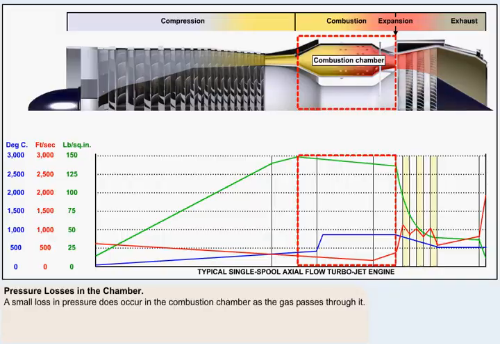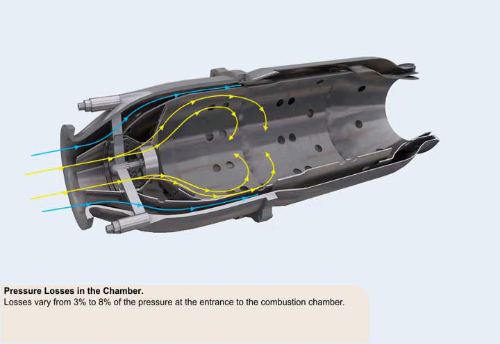In the introduction lesson, we stated that combustion theoretically occurs at a constant pressure. In fact, as is shown here, a small loss in pressure does in reality occur, as the gas passes from the compressor end of the combustion chamber to the turbine end. This loss of pressure is caused by having to provide adequate turbulence and mixing. Losses vary from 3 to 8% of the pressure at the entrance to the combustion chamber.